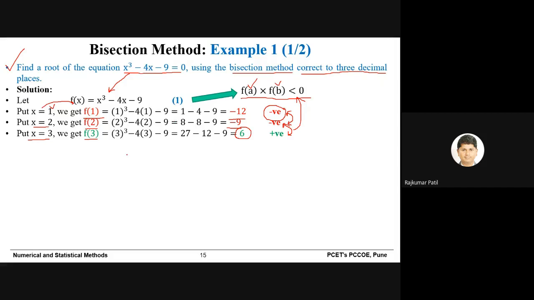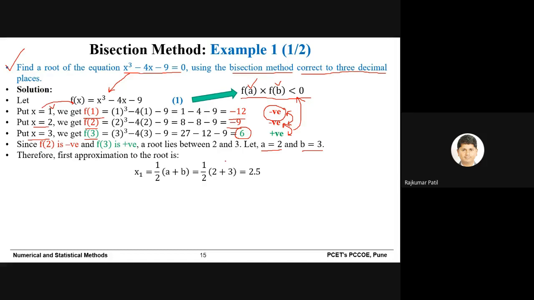So the root lies between 2 and 3. So f of 2 is negative and f of 3 is positive. So the root lies between 2 and 3. Let's say a is equal to 2 and b is equal to 3. So these are the two initial approximate values.